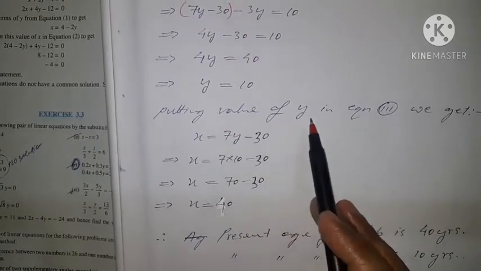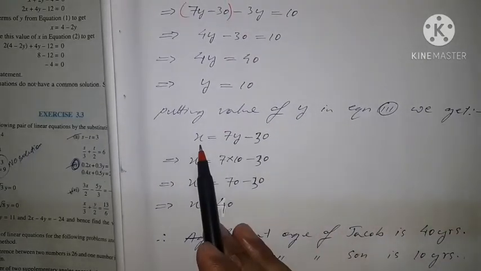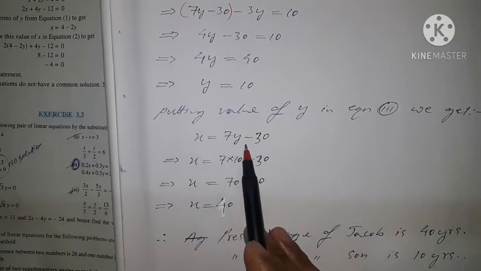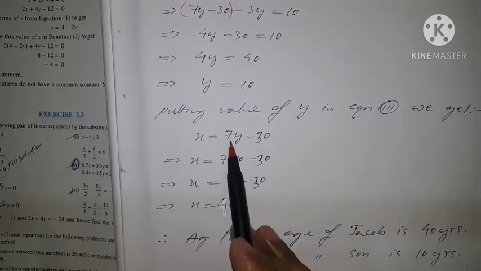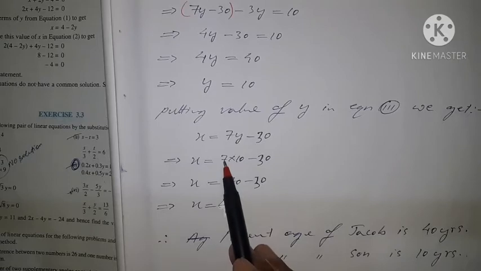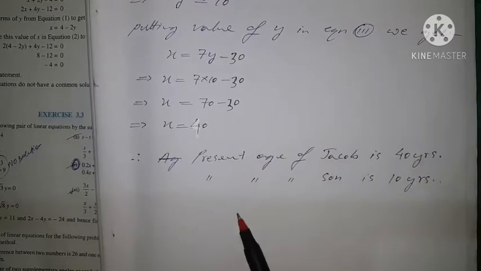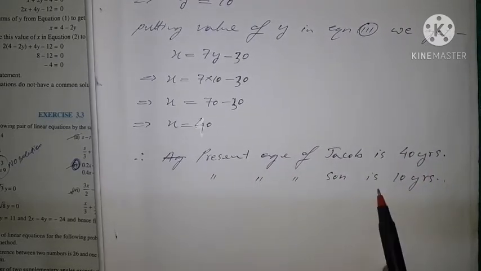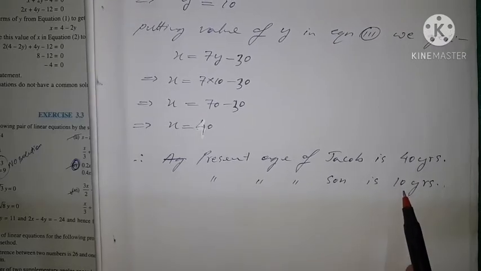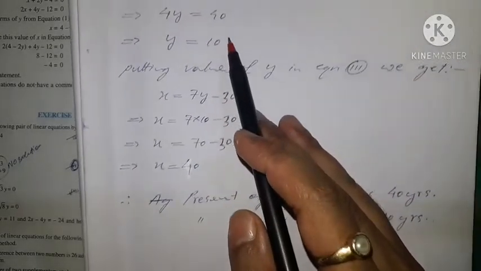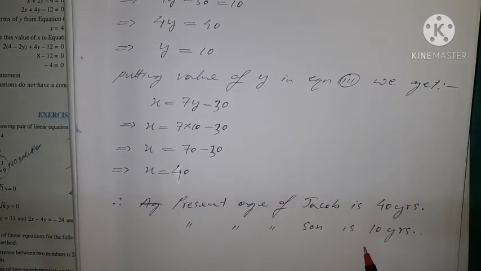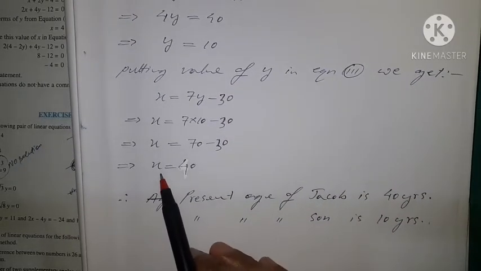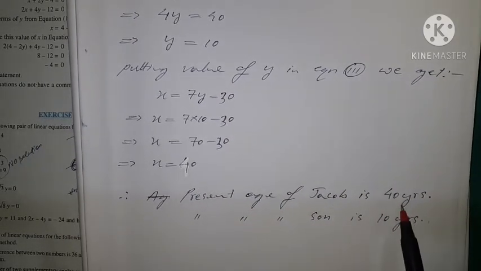Now putting the value of y in equation 3, x is equal to 7y minus 30. The value of y is 10, so x is equal to 7 into 10 minus 30. Therefore the value of x is 40. So the present age of Jacob is 40 years and the present age of son is 10 years, because the value of y is 10 and the value of x is 40.